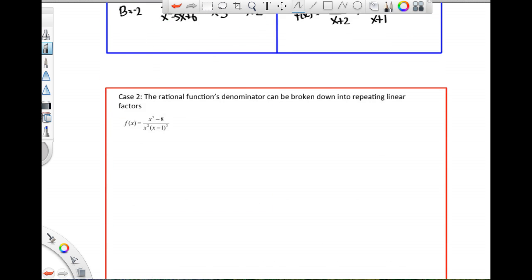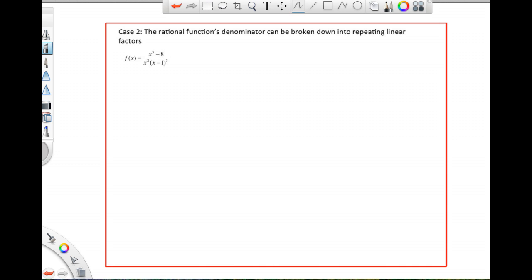So now we end up with this one over here. So case 2, the rational function's denominator can be broken down into repeating linear factors. Okay, so x squared is not linear, but x squared could be written as, and ignore the fact that x cubed minus 8 is factorable. So just look past that, it's actually not helping me. x squared could be written as x times x, and x minus 1 cubed is x minus 1 times x minus 1 times x minus 1. Okay, so the linear factor x is repeated twice, and the linear factor x minus 1 is repeated 3 times.